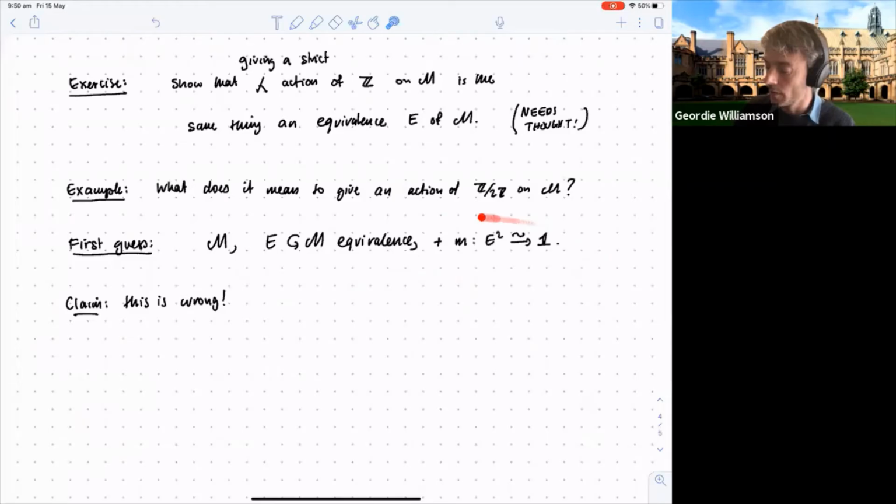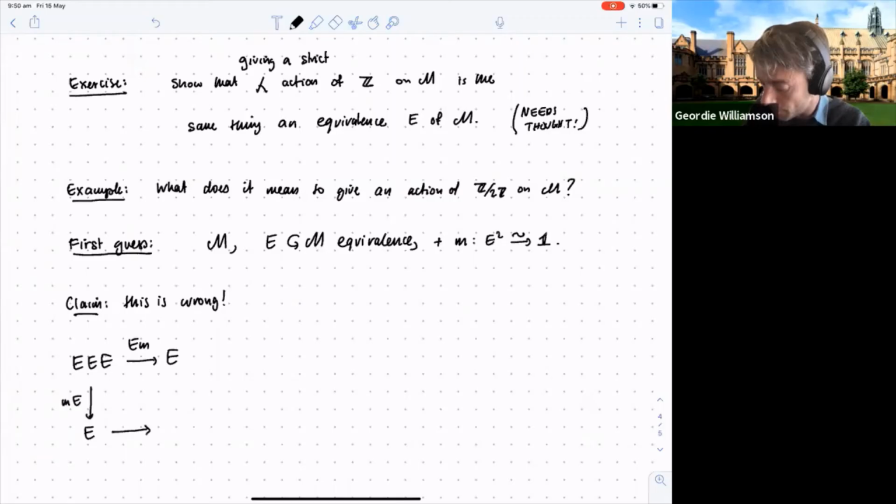And I just want to explain an action satisfying this condition. So I want to describe a bit of data satisfying this condition, which does not lift to an action of Z mod 2Z. And what's the key point? So the diagram: if we look at the triple tensor product of E with itself, so E composed with itself three times, we have two maps. So we have EM, which goes to E, and ME that goes to E. And we have the identity here. And this should commute.